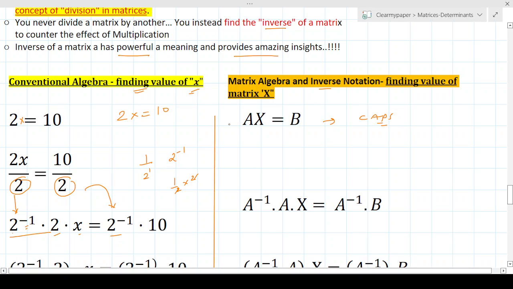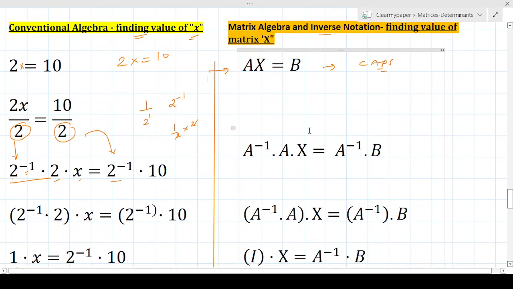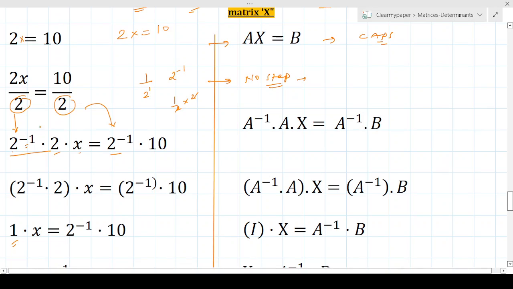Okay. So let's say we have a given matrix. Instead of 2x is equal to 10, over here we have Ax is equal to B. And since we know matrix division does not exist, this particular step we don't need, because division does not exist. Now let's come to this step. If you see here, the same thing, I'm bringing something to the numerator and giving it a negative power. The same thing I'm doing.